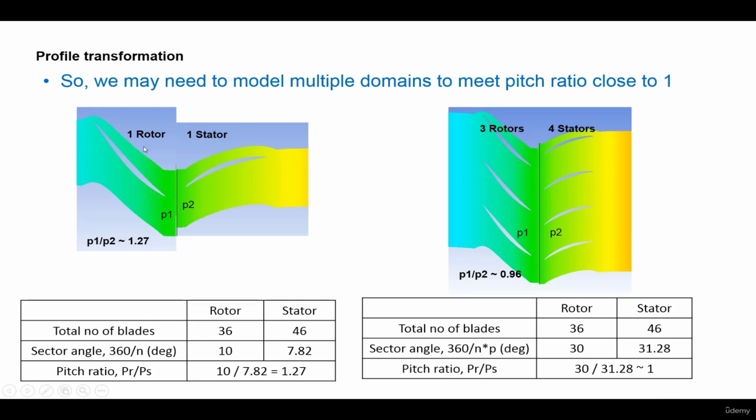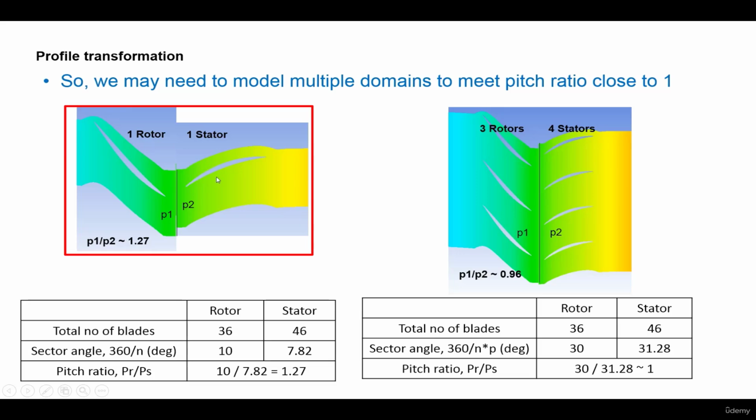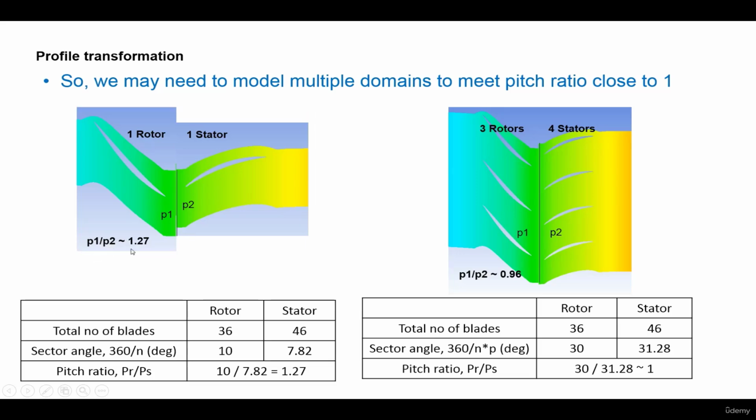For example, in this case, there is a single stage rotor and stator. The number of blades of rotor are 36 and stator are 46. So the sector angle is given by 360 degrees by number of blades, that is 10 degree for rotor and 7.82 degrees for stator. So we can calculate the pitch ratio based on this angle, that is 10 by 7.82, which is close to 1.27.